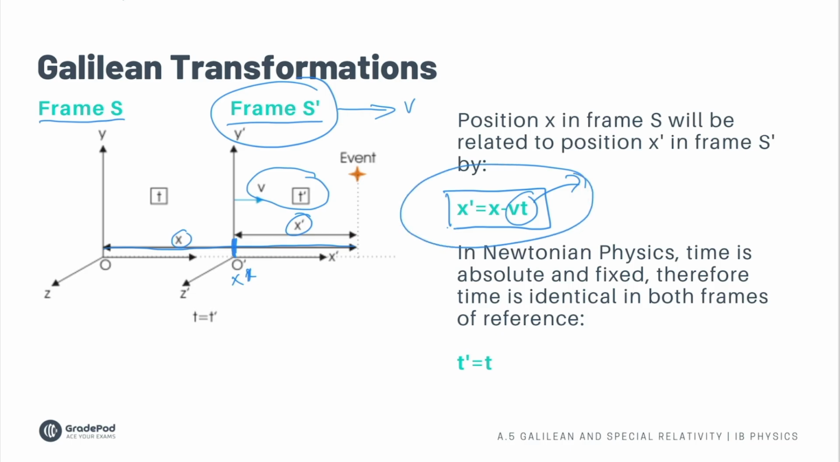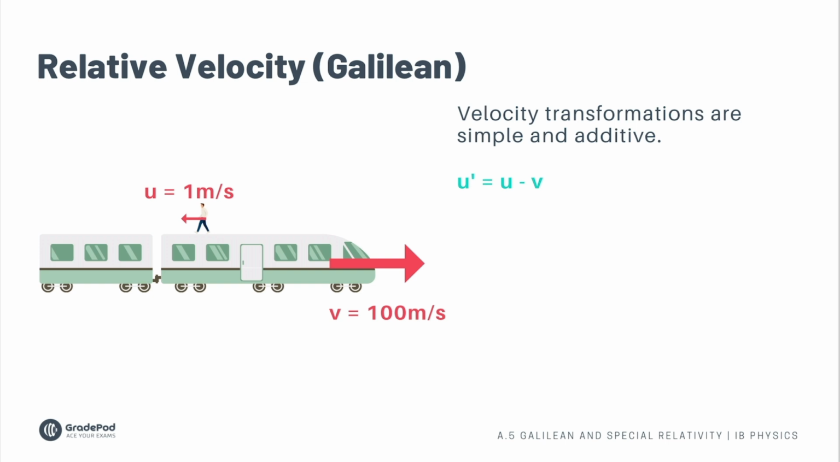It's really important to note that in Newtonian physics, the time in both frames of reference is exactly the same. It's important for us to know that because when we go to special relativity, time is not a constant. So in Newtonian physics, time is a constant, it's absolute, it's fixed, but in special relativity, it's not. If we're looking at relative velocity in Galilean transformations, it's very, very simple. Just imagine yourself looking at this train. The train is moving at 100 metres per second, and this person is walking back the way at 1 metre per second.